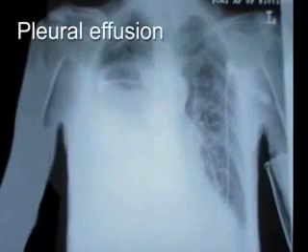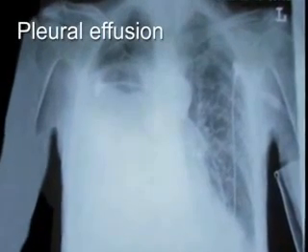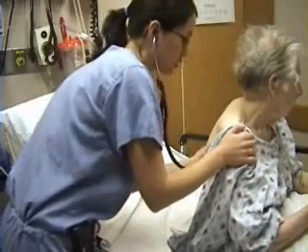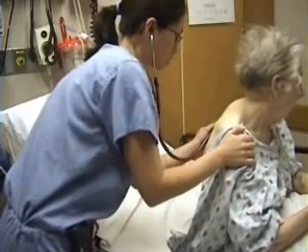Thoracentesis is used diagnostically to establish the cause of a pleural effusion. It can also be performed to drain large effusions that lead to respiratory compromise.